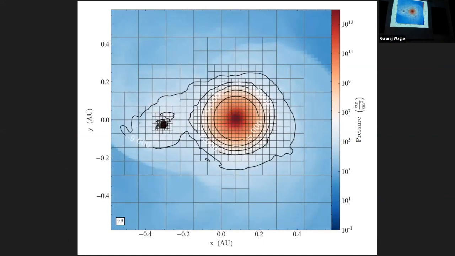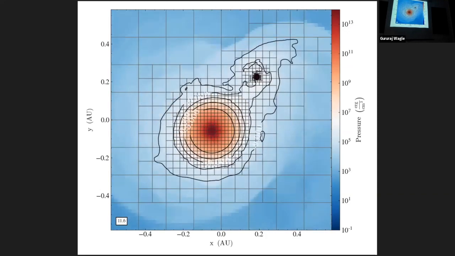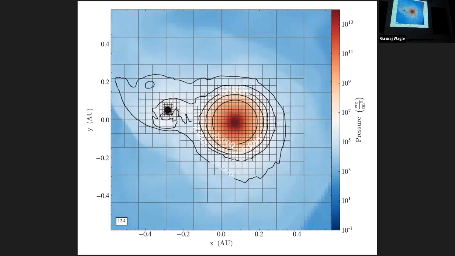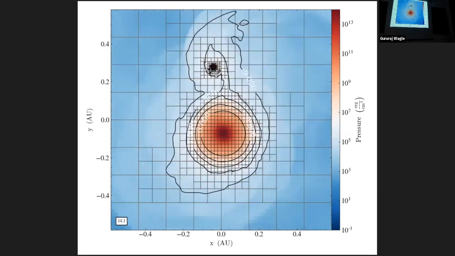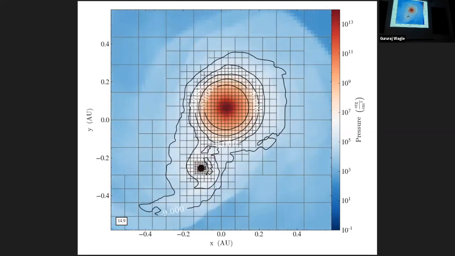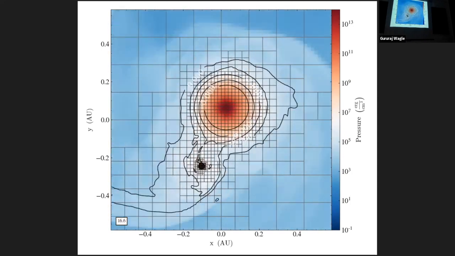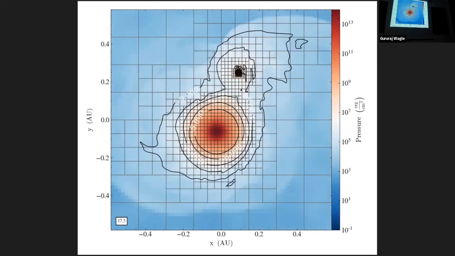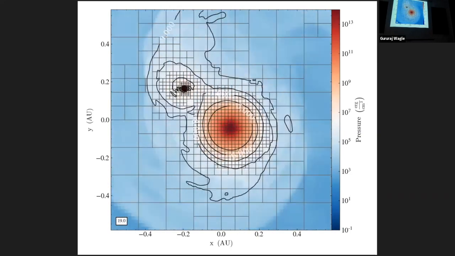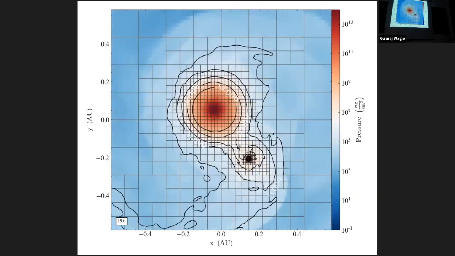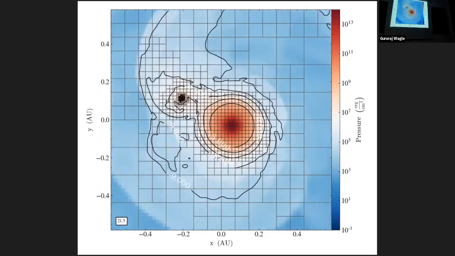So here I present a movie of pressure in that tutorial. You can see the secondary, and you can see also the grid of the simulation. It's starting spiraling into the primary, and what is important to notice is this interaction.